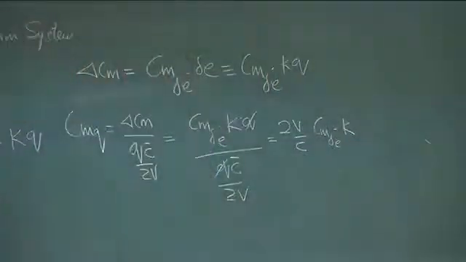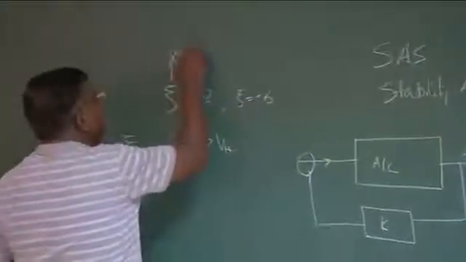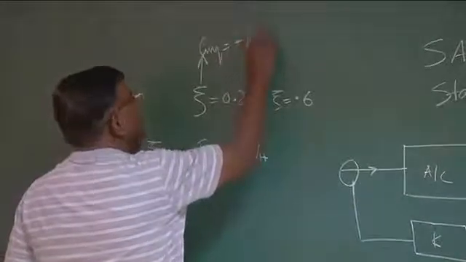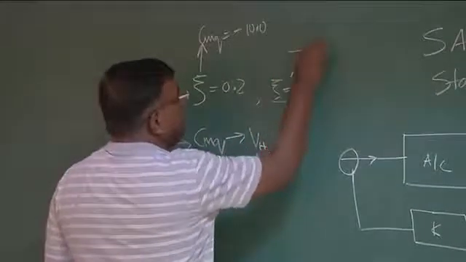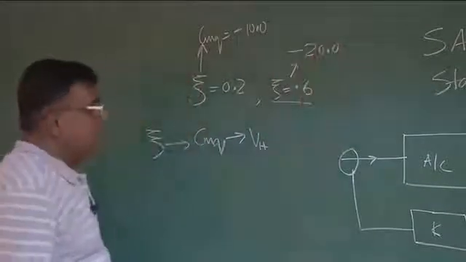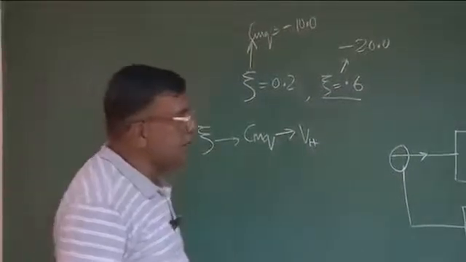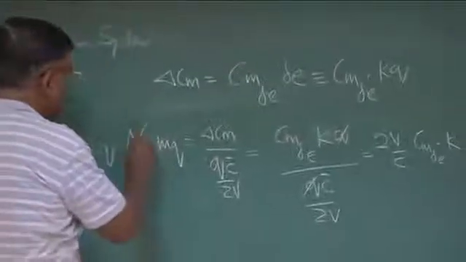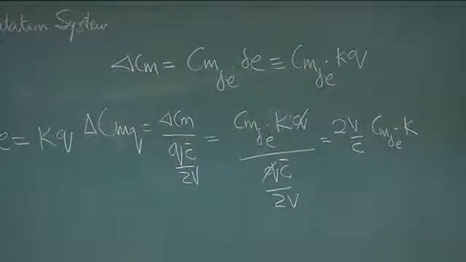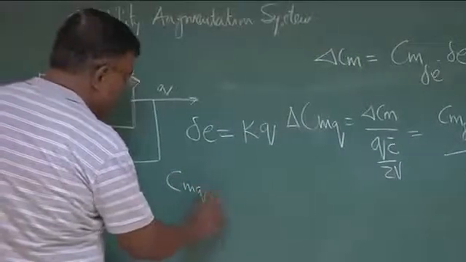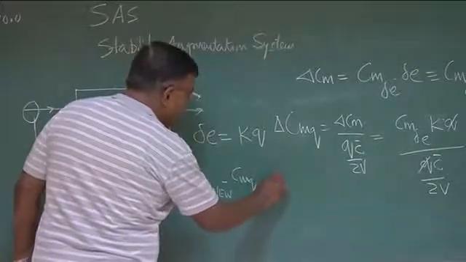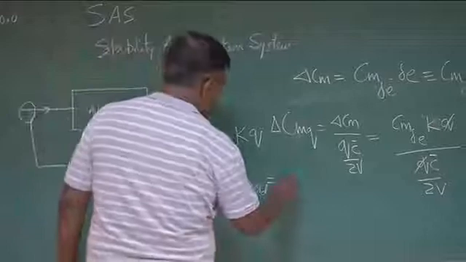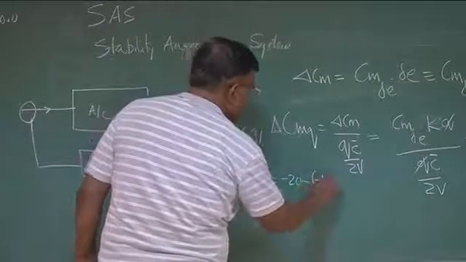Okay. So now you could see that, let's see for zeta equal to 0.2, CMQ I can calculate it was, let's say, minus 10. Let's say some number. To make zeta 0.6, CMQ required is minus 20, let us say. So what is the procedure? Procedure is that this is typically delta CMQ. So CMQ new minus CMQ old. This is nothing but minus 20 minus minus 10.